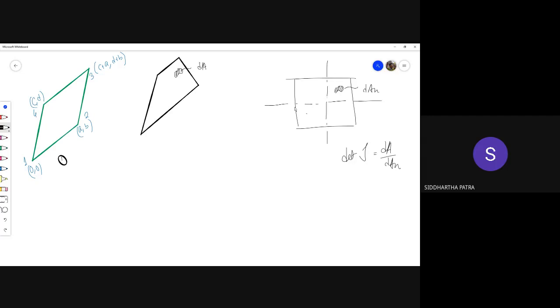Now when it comes to the CST element, since the Jacobian was a constant, the Jacobian was also the ratio of A to An. Now what was An? In the natural coordinate the area was half, 1 times 1, which is half. So basically this turned out to be twice the area. Det J turned out to be twice the area.